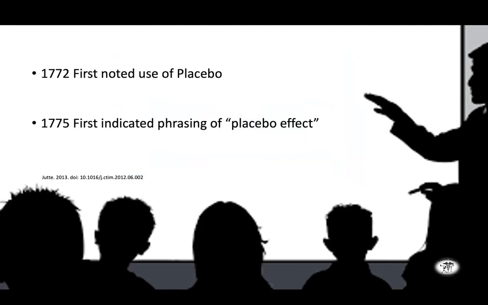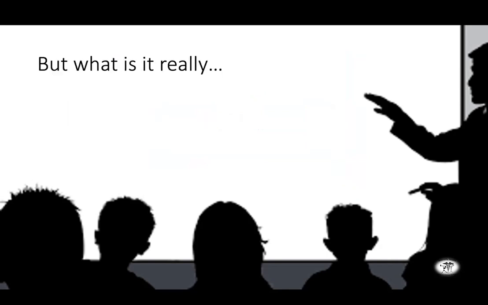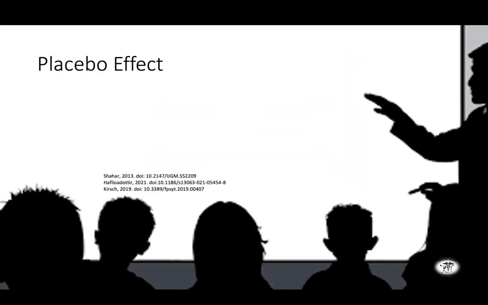The first noted indication for use of placebo is in the late 18th century, 1772 to be specific, with the indication of a placebo effect occurring with a reference from 1775. These older references give rise to the more modern references that we think about when we think about placebo effect. But what really is the placebo effect?